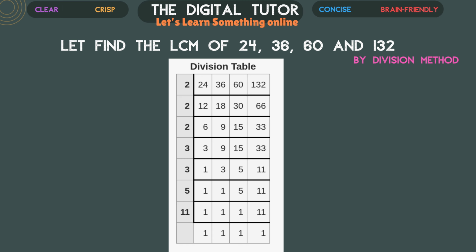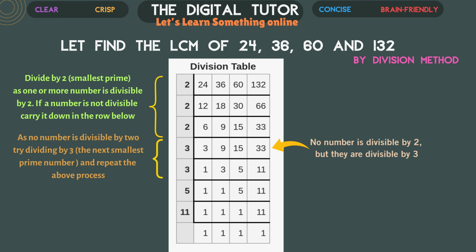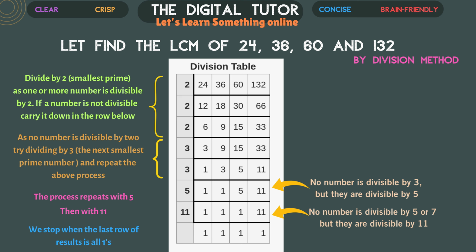Now we'll do the same sum by the division method. So divide by 2, which is the smallest prime number, as one or more numbers are divisible by 2. If a number is not divisible, carry it down in the row below. As no number is divisible by 2 now, try dividing by 3, the next smallest prime number, and repeat the above process. So we see now the process will repeat with 5 and then with 11.